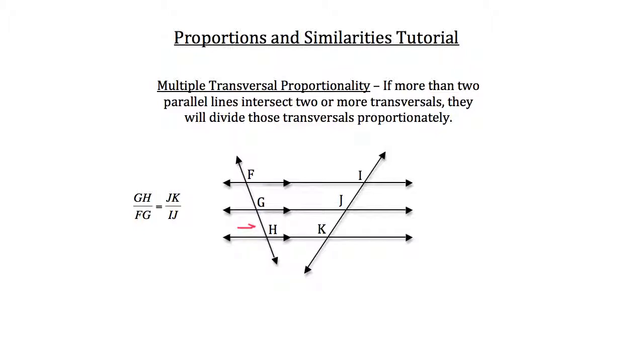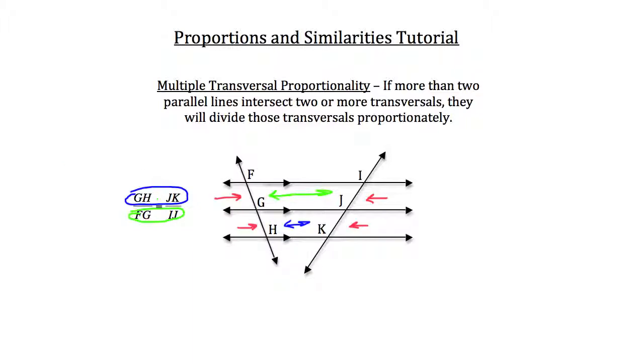Segment GH here, this little segment, over FG, the length of this segment, that proportion would be equal to segment JK over IJ. Now, notice that GH and JK correspond to each other here between those two transversals. And the same thing with segment FG and IJ. They're corresponding parts of these transversals.